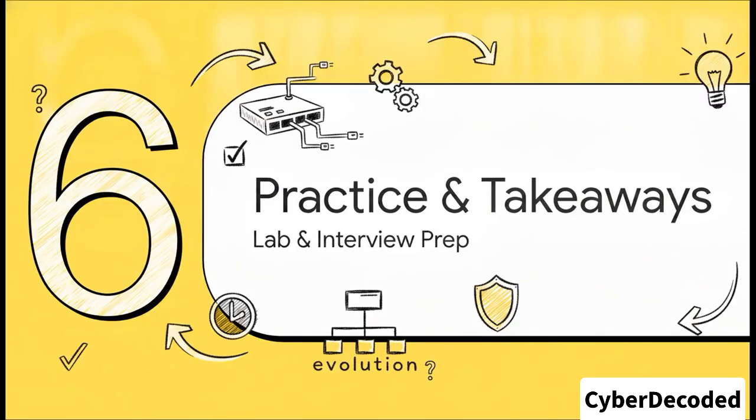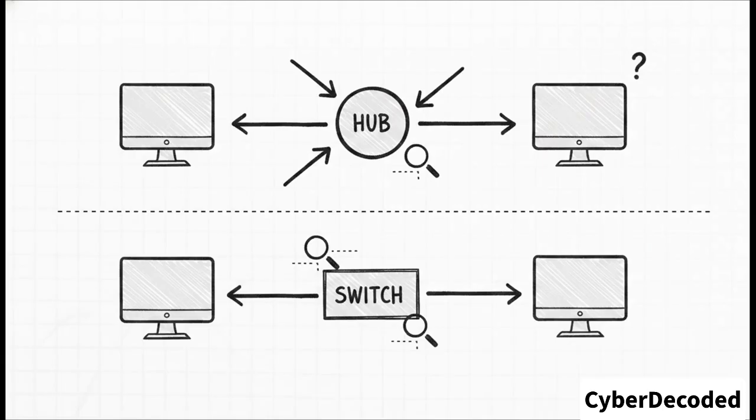Section 6. Practice and key takeaways. Let's turn all this theory into some highly practical takeaways. Because it's one thing to hear us talk about it, but it's another to actually prove it yourself. If you really want to lock this in, boot up your virtual labs. Build a simple topology in Cisco Packet Tracer using a hub. Fire up Wireshark and capture the broadcasted traffic.